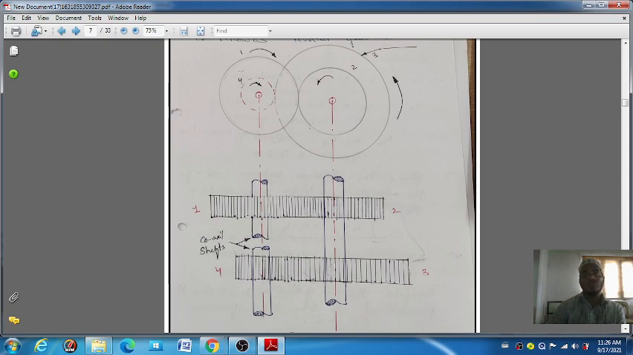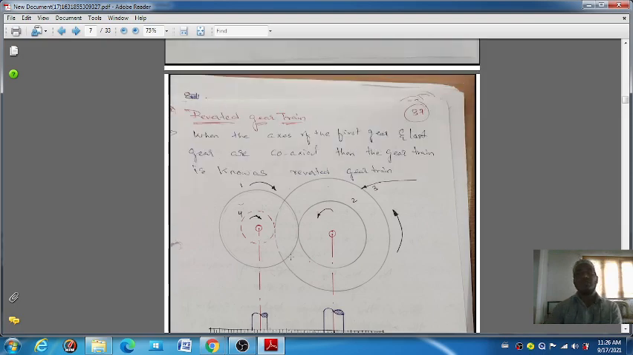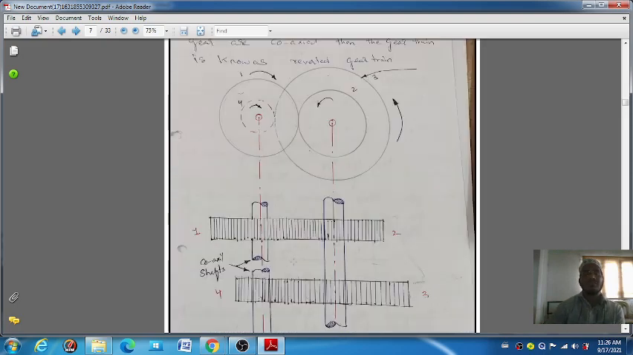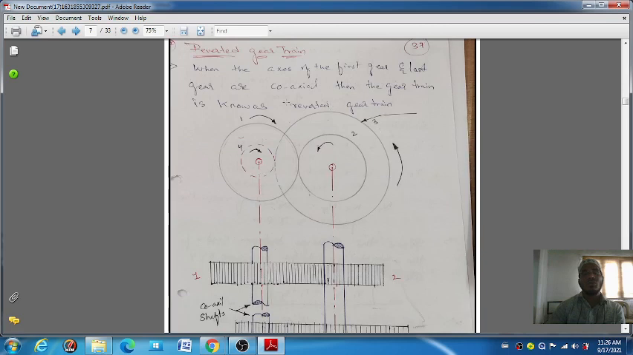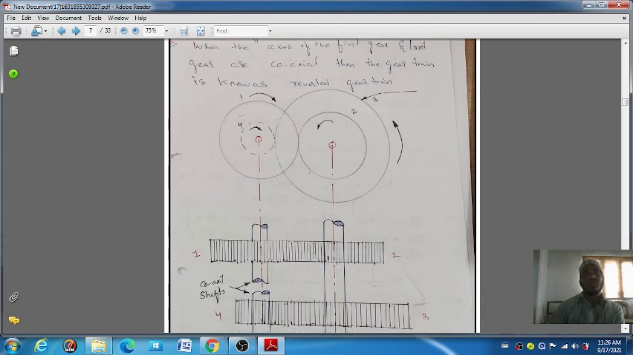So here you see on this shaft two gears are there, but here two different shafts are there, in the same axis. That arrangement is called a coaxial shaft. What is it called? Coaxial shaft. Okay. So here the total number of gears is 4.